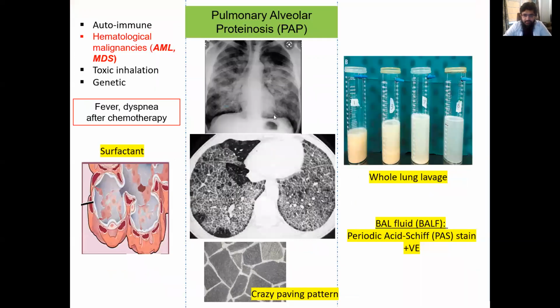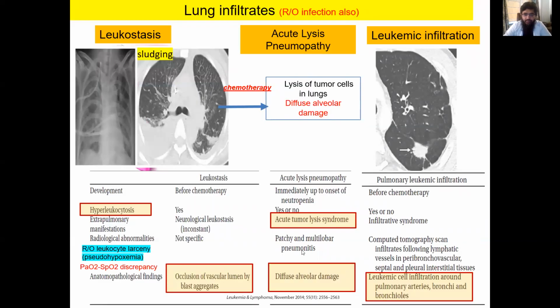This is how a patient of leukostasis may appear radiologically, although the changes may be non-specific, and a patient of acute lysis pneumopathy may have multilobar pneumonitis-like changes after initiation of the chemotherapy. Leukemic infiltration is a type of infiltration that can be seen in all the patients, either AML or ALL. And here the changes generally occur before chemotherapy, and the CT scan shows peribronchovascular infiltrates along the bronchovascular and the lymphatic bundles, as shown here in this nodular-like change in the CT chest picture.